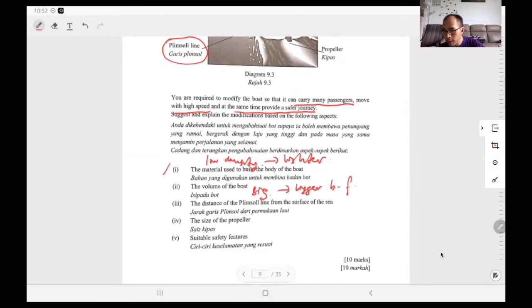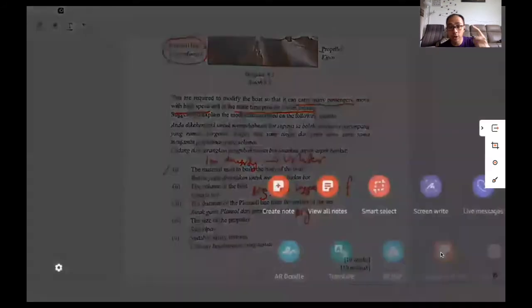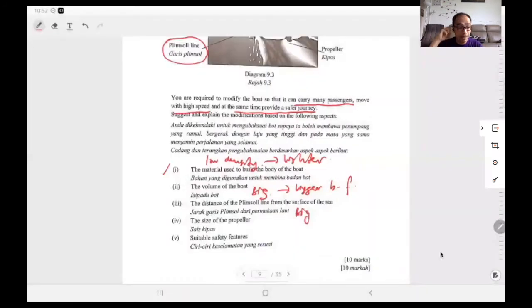The distance of the plimsoll line from the surface of the sea should be big. You need to have a big distance, because if you add weight, and the plimsoll line is still above the surface of the sea, it's good. The bigger the distance, the better. So the reason will be to avoid overloading of the boat, and that's basically the purpose of the plimsoll line.